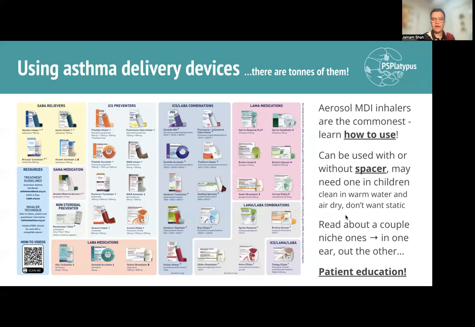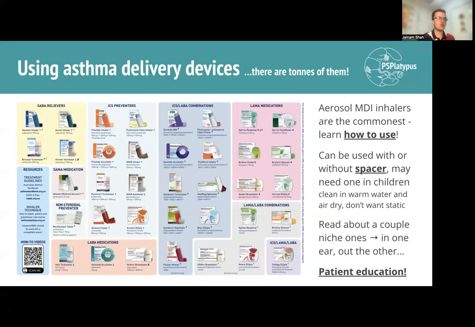And then finally, you can have a read about some of these more niche ones, like the AccuHalers and other types of things that you can see in this diagram and in your booklet. But really just read them once and toss them out the other side, because you're not going to see them very often. And when you do see them, you will learn how to use them, right? You don't need to learn how to use them now.